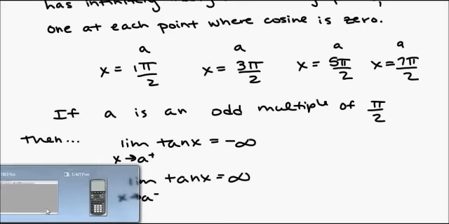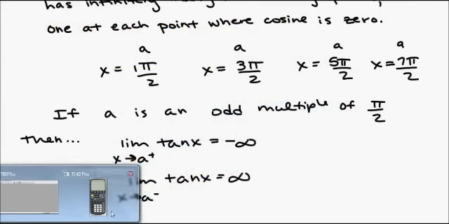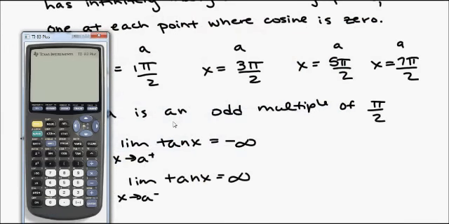Okay, so looking at our calculator, you can see if we are coming in from the right, we're moving down, and that does go towards negative infinity. If we're coming in from the left, we're moving up towards positive infinity.